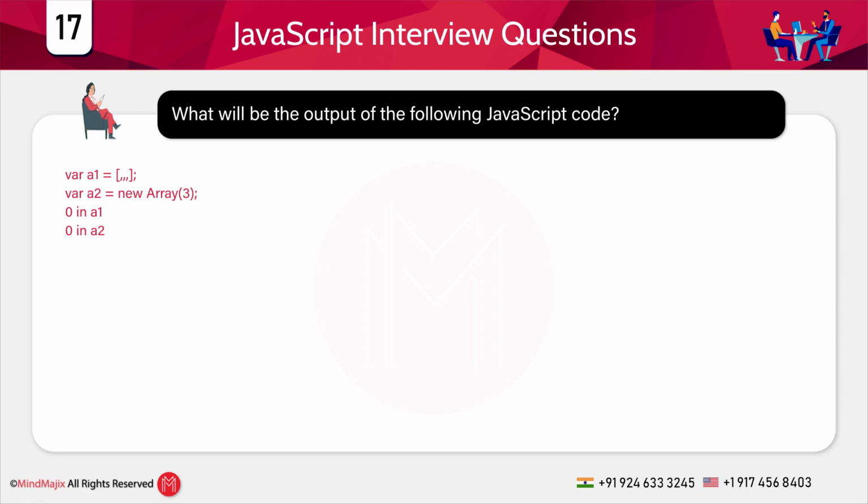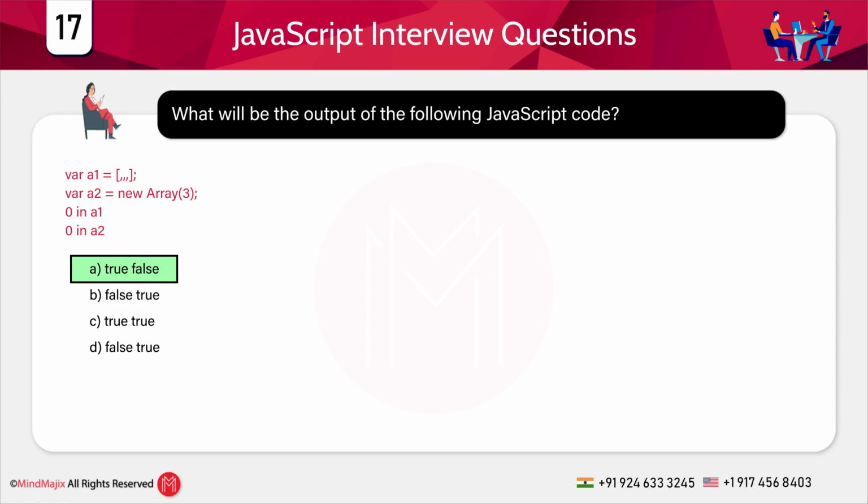Then 0 in A1 and 0 in A2. So what is its value? 0 in A1 means the element at the 0th location in A1, and the element at the 0th location in A2. Options are true, false; false, true; true, true; false, true. So the correct answer is true, false.